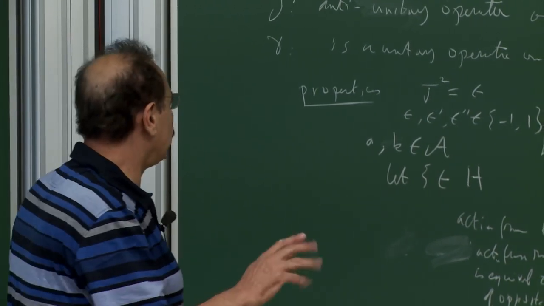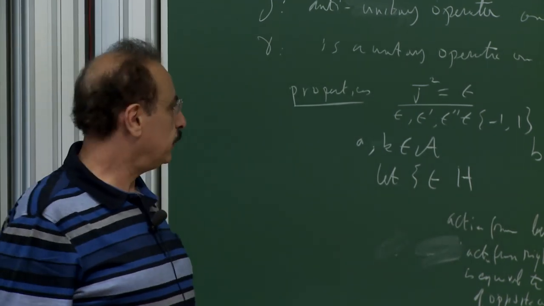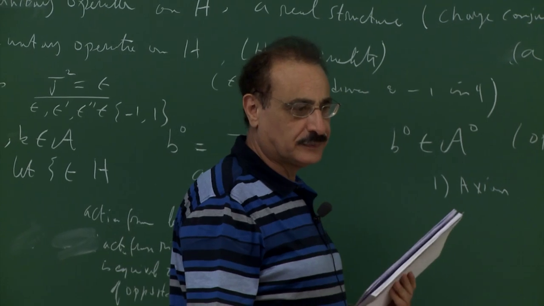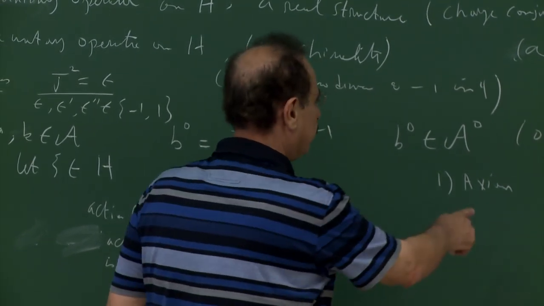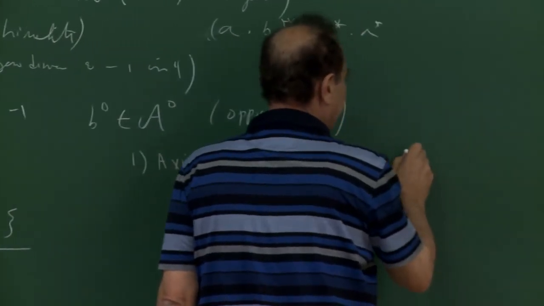Yes, this is the property: D squared is epsilon. And the two actions, the left and the right, do agree. They commute. Sorry, I didn't see it. Axiom one: left and right action commute.